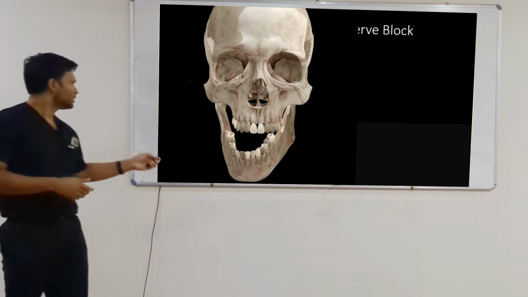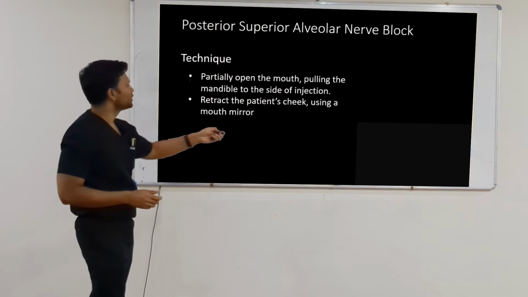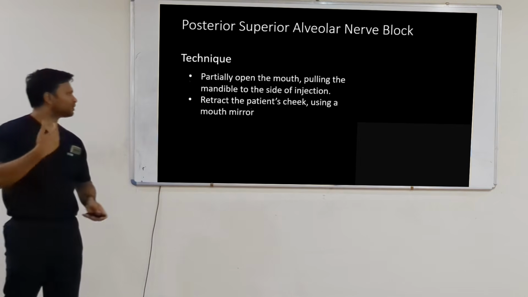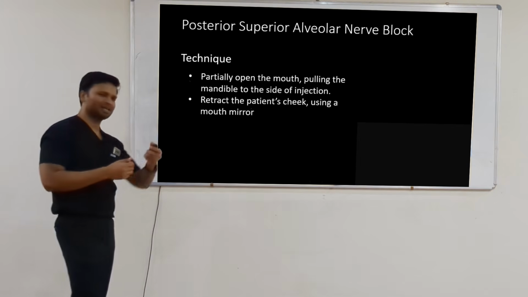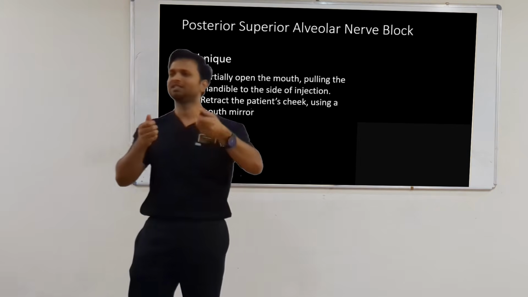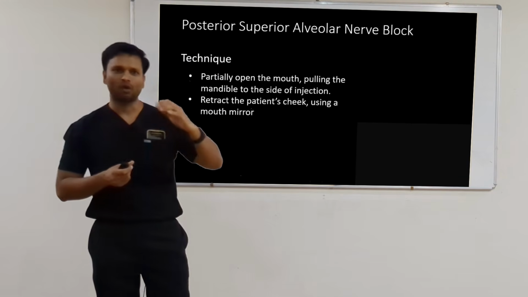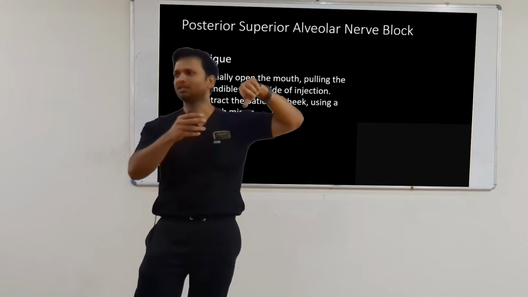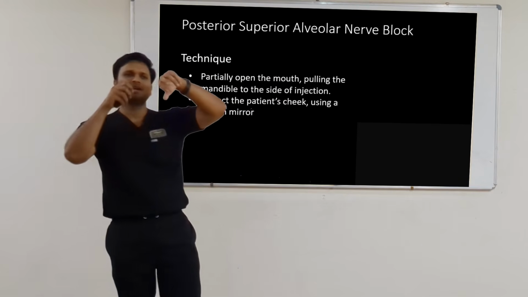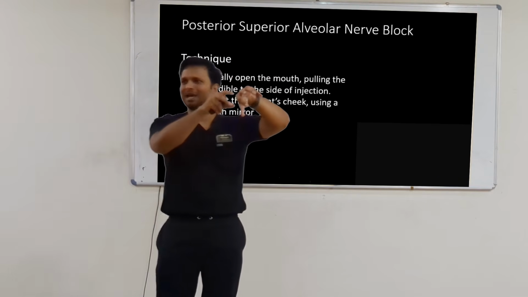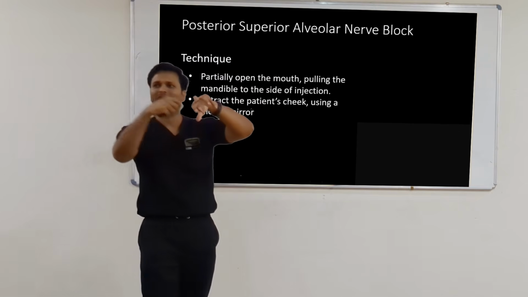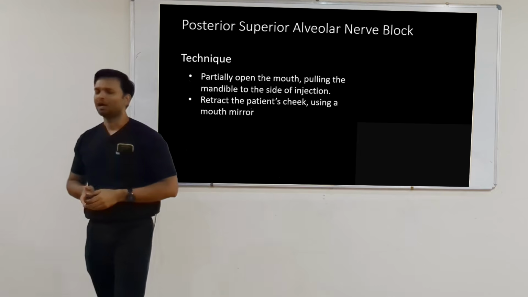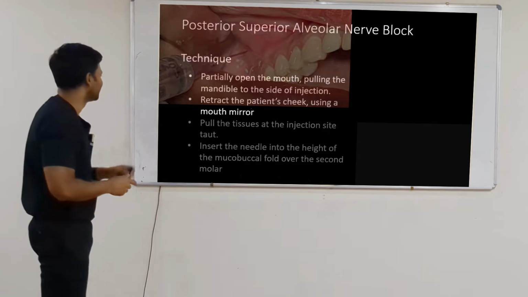Okay. So partially open the mouth, pull the mandible to one side of the side of the injection, and again retract the soft tissue with the cheek. Try to avoid usage of your fingers while retracting the soft tissue, because we are inserting the needle at that site. There is a possibility patient हिल के आपकी needle आपको ही लग जाएगी, right? हमारे डिपार्टमेंट में हुआ है ऐसा कुछ.